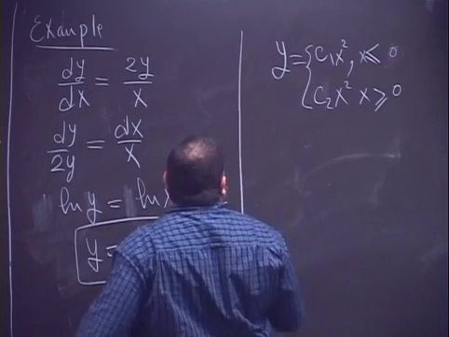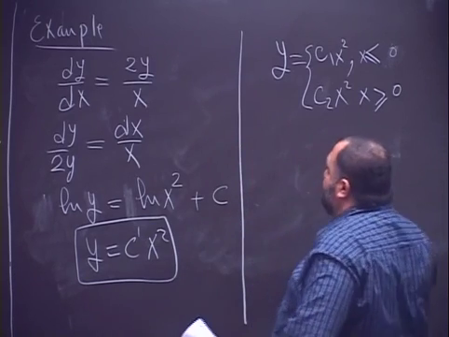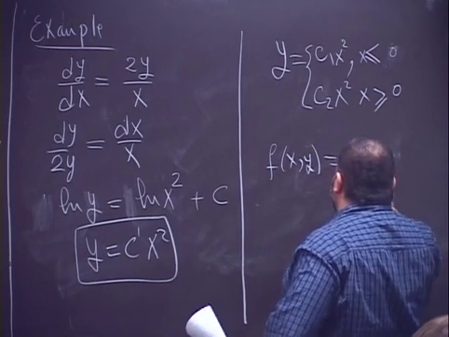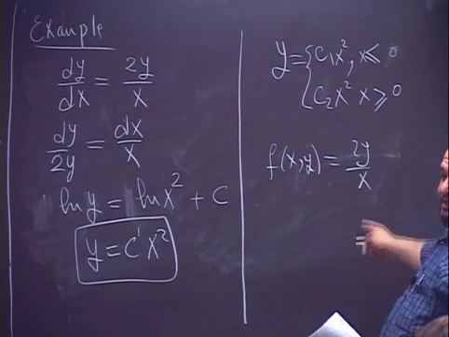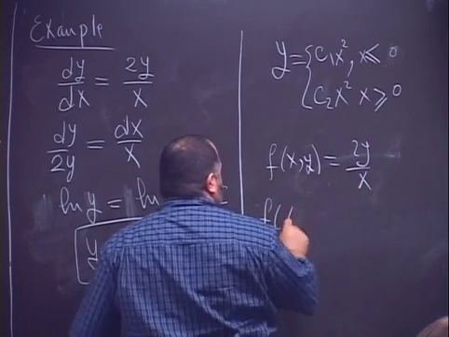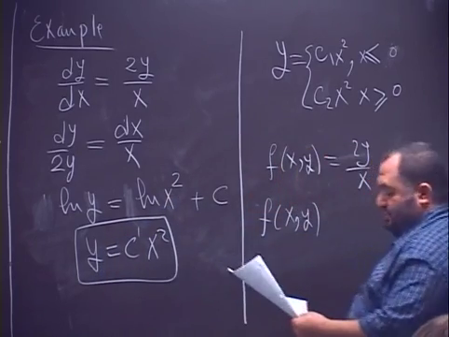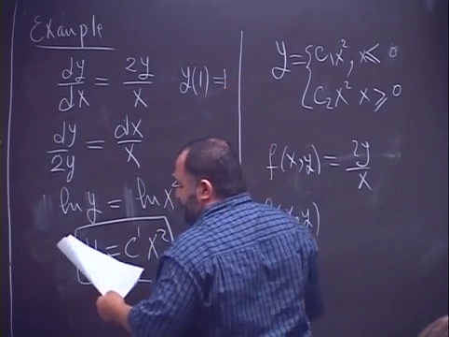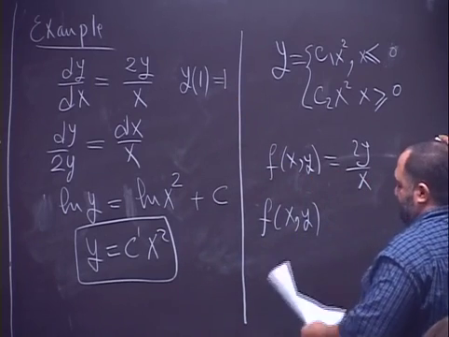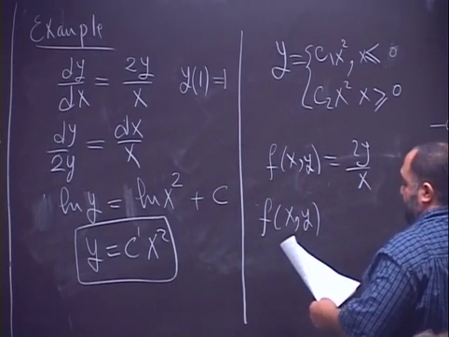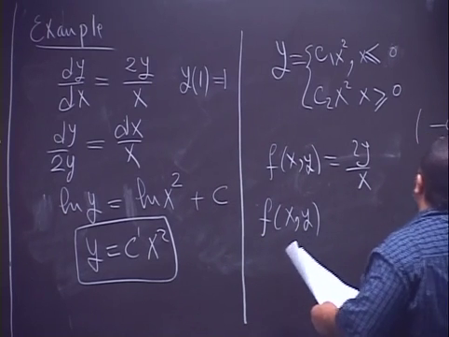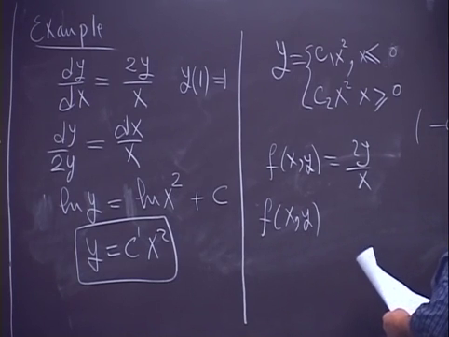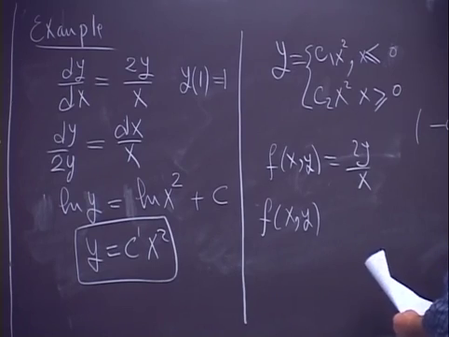So let's look now at the function. What's your function? F of x and y is 2y over x. Is the function continuous? Let's assume the initial condition y at 1 equal to 1. And I want to see if this is continuous or not in the two intervals, x from negative infinity to 0 and x from 0 to infinity.